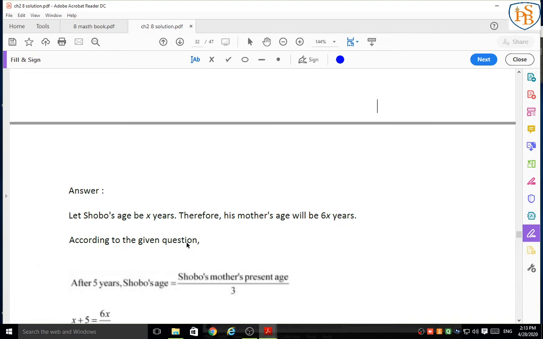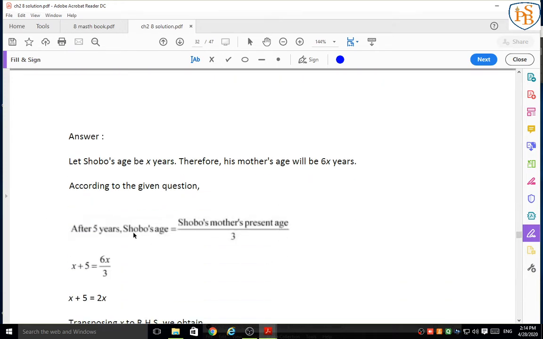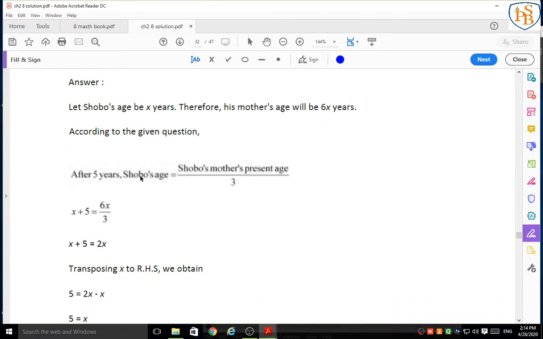According to the given question, 5 years from now Shobo's age will be 1/3 of his mother's present age. That means we have to divide the mother's present age by 3. So after 5 years Shobo's age is equal to Shobo's mother's present age divided by 3. So what is the equation? Let Shobo's age be x. After 5 years it is x plus 5, and Shobo's mother's age is 6x. 6x divided by 3. So x plus 5 is equal to 2x.